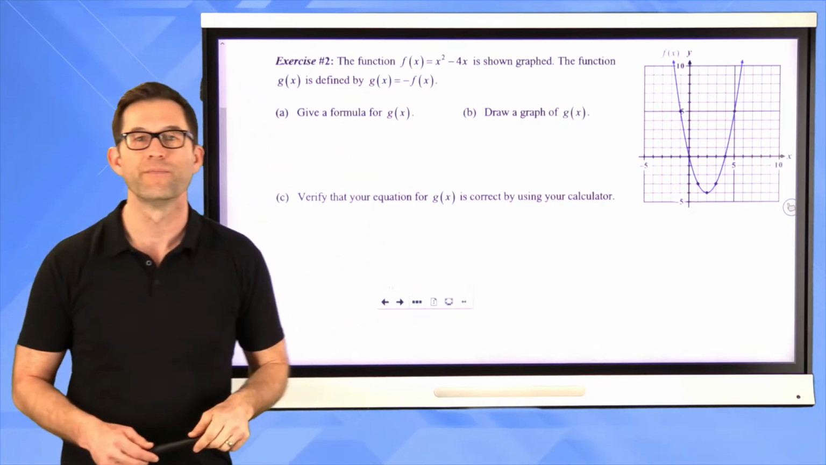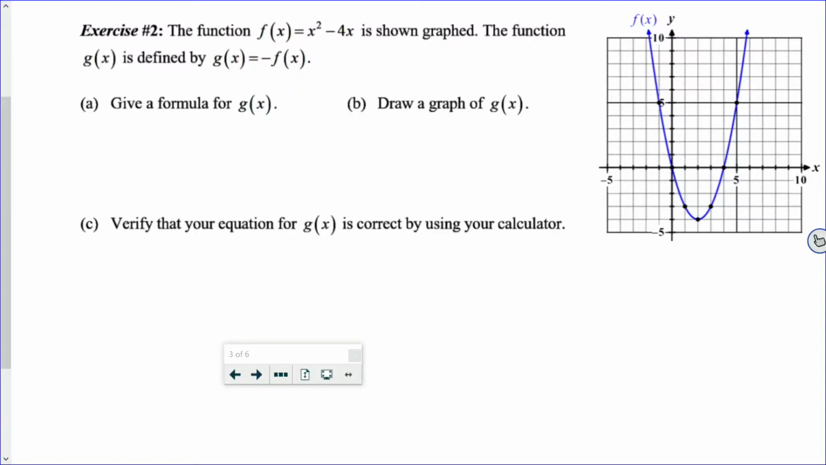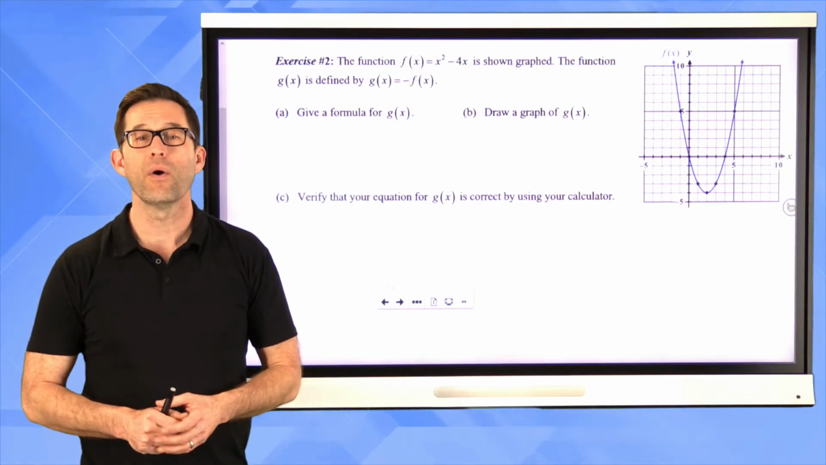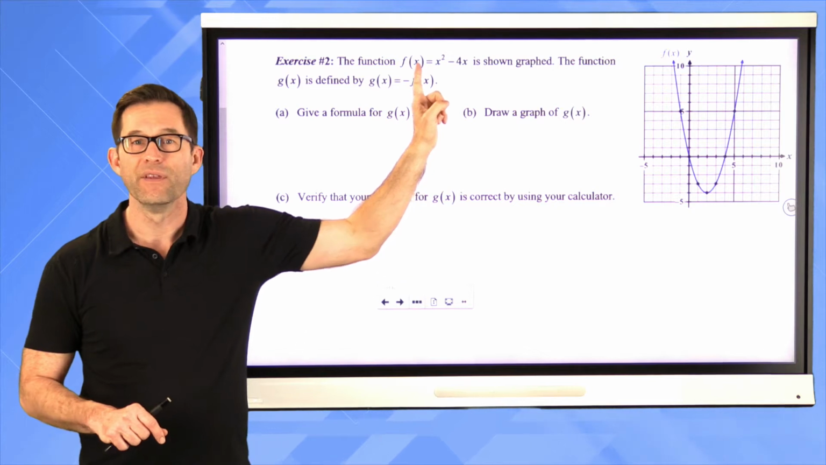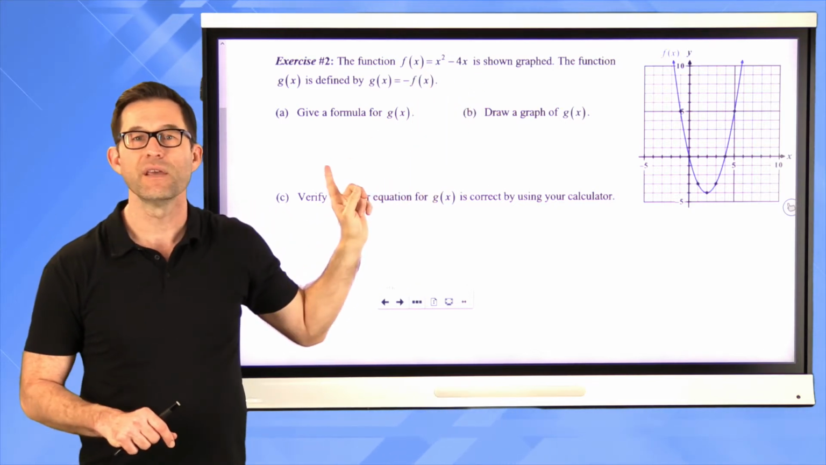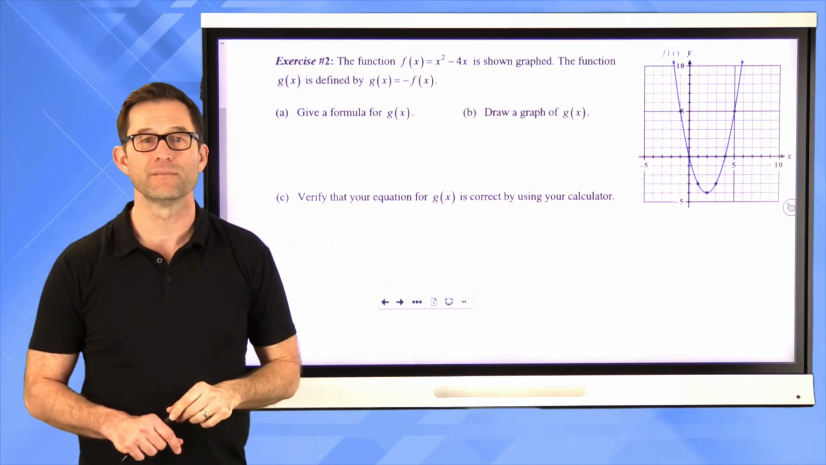Exercise number 2. The function f of x equals x squared minus 4x is shown graphed. The function g of x is defined by g of x equals -f of x. Letter A, give a formula for g of x. Awesome. Well, why don't you go ahead and pause the video now, and using this definition for g of x and this definition for f of x, see if you can come up with a formula for g of x.